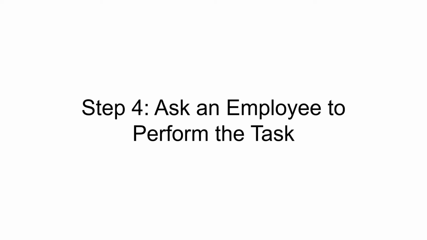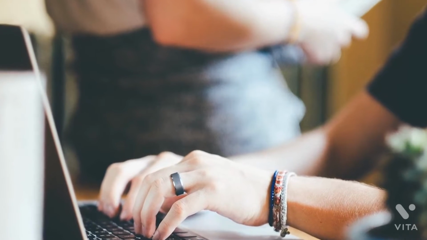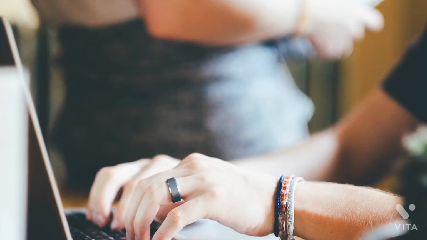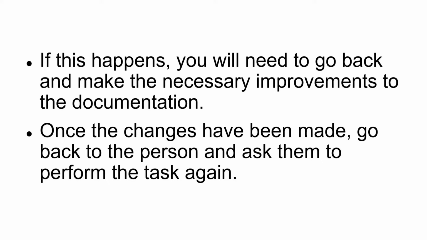Step 4. Ask an employee to perform the task. Now you will take the time to test the effectiveness of your documentation. If you're going to delegate the task, ask the person who will be performing the job to complete the work using the documentation you've created. If questions arise, it means that the system wasn't thorough enough and needs further explanation. If this happens, you will need to go back to make the necessary improvements of the documentation. Once the changes have been made, go back to the person and ask them to perform the task again.